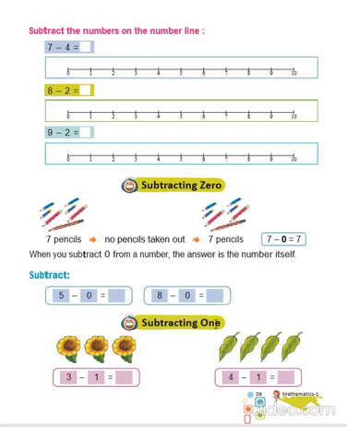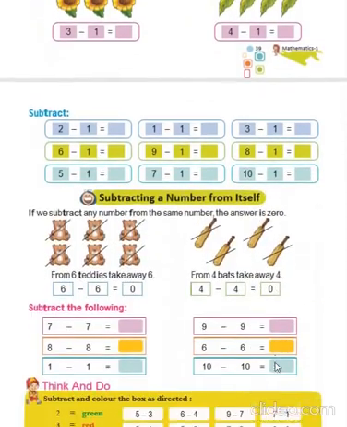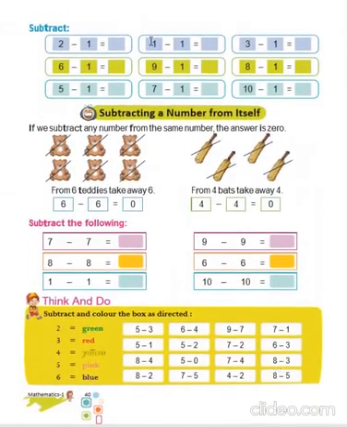Now subtracting 1. If we subtract 1 from any number, what will we get? We will get the previous number. 3 minus 1 will be equal to 2. We get the previous number of 3. 4 minus 1 will be equal to 3. 2 minus 1 will be equal to 1. 1 minus 1 is equal to 0.